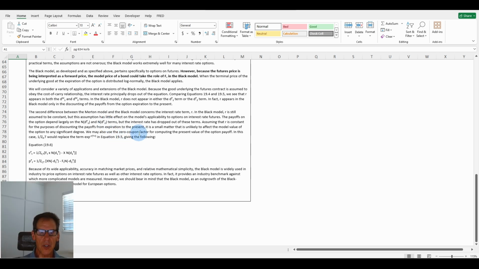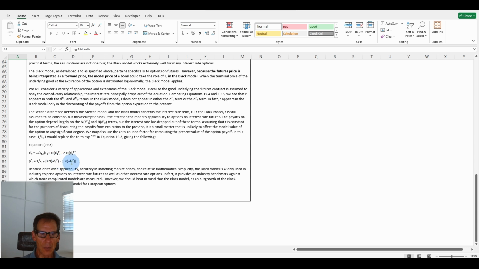We may also use the zero coupon factor for computing the present value of the option payoff. In this case, 1 over Z of T would replace the term e to the minus R times (T minus t) in equation 19.5, giving the following. The call price equals 1 over Z of T times the quantity F times N of d sub 1 minus X times N of d sub 2. The put price equals 1 over Z of T times the quantity X times N of minus d sub 2 minus F times N of minus d sub 1.